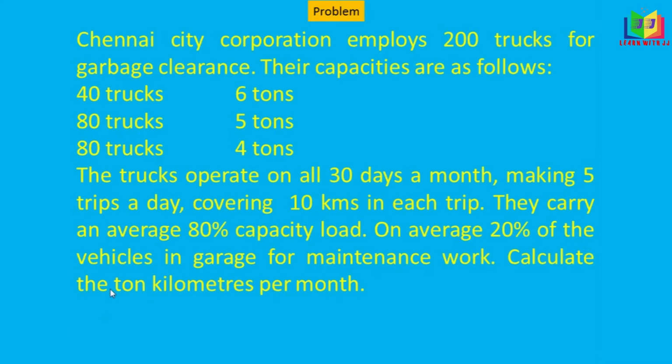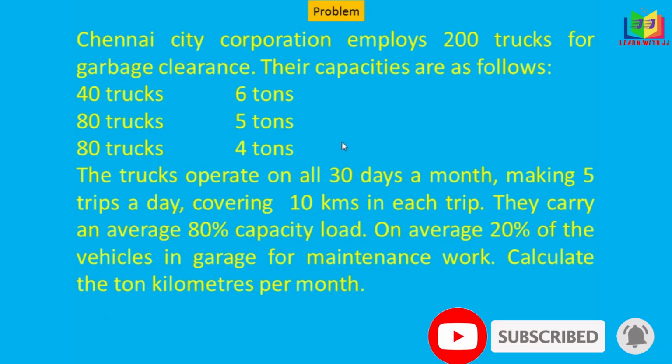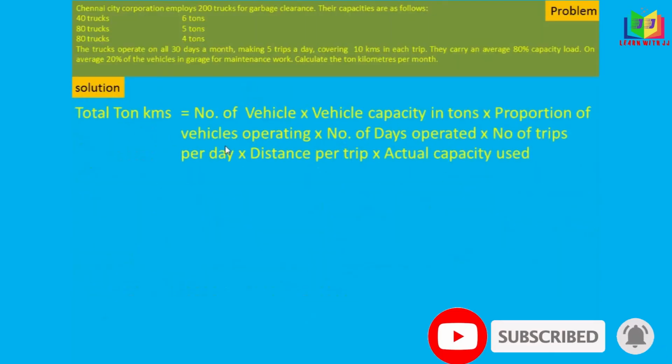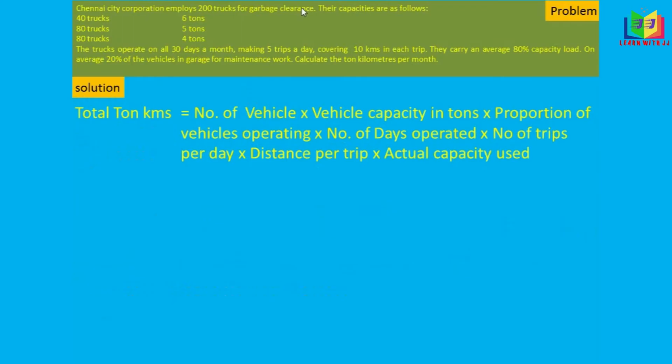We have to calculate the ton kilometers for these 200 trucks. We'll see how to work out this problem. First I have written the formula. Here the number of vehicles is 200, but these 200 trucks are of different capacities, so we can do it separately, for 40 trucks, 80 trucks and 80 trucks, or together also we can work it out. I'll show you how to do this problem both ways. First I'll do it with the 200 trucks.